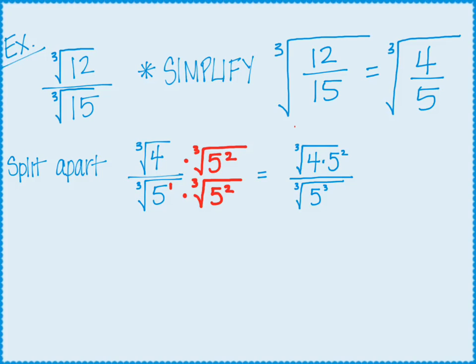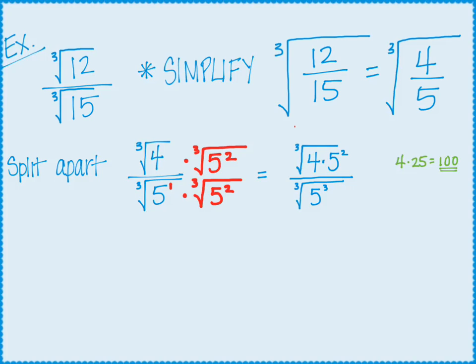The numerator, since they're both cube roots, they're just under one radical symbol, so I have the cube root of 4 times 5 squared. But the denominator is exactly what we wanted, the cube root of 5 cubed. The index and the power match, so I know I'm going to be able to clear that radical.